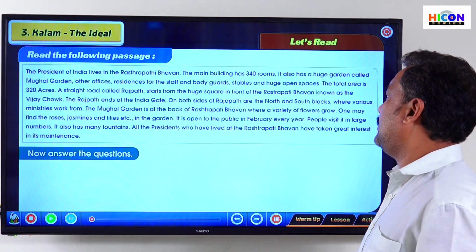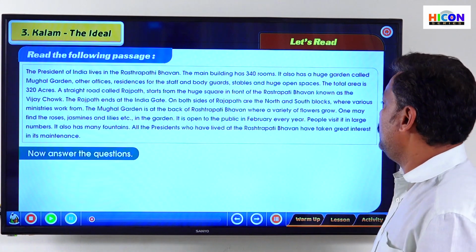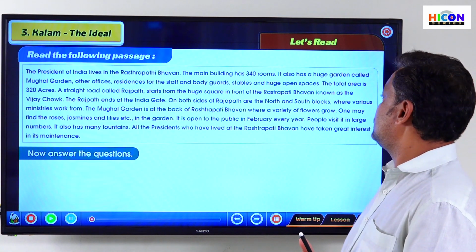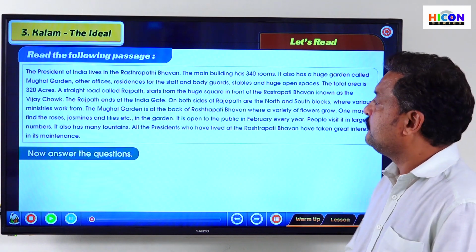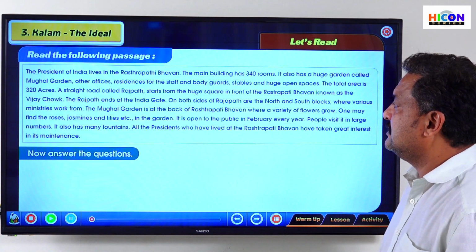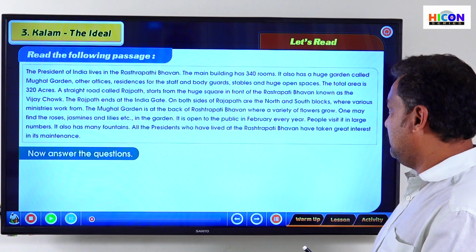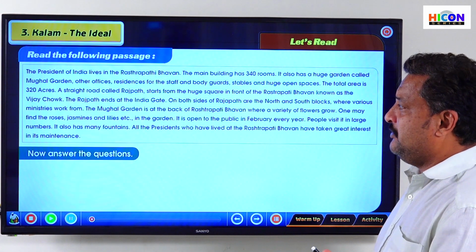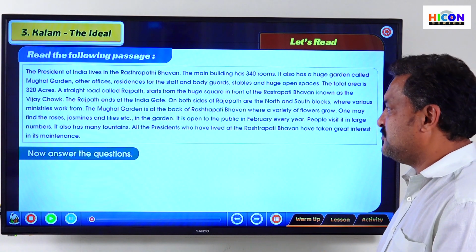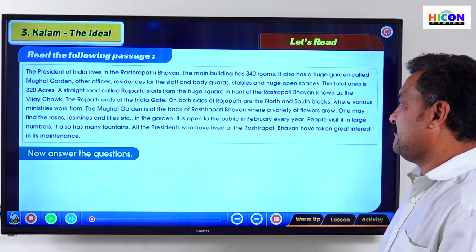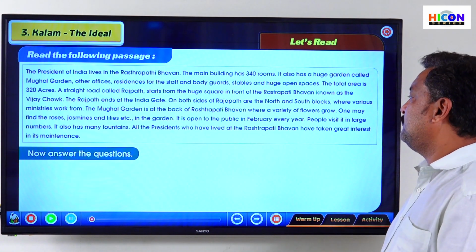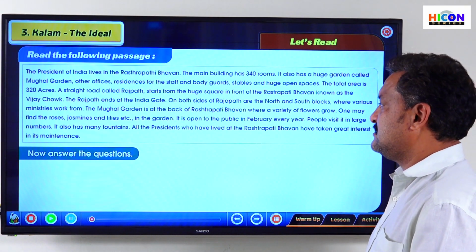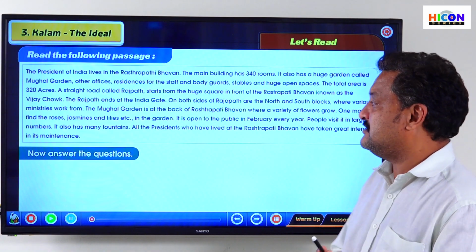On both sides of Rajpath are the north blocks and the south blocks where the various ministries work from. The Mughal Garden is at the back of the Rashtrapati Bhavan where varieties of flowers grow. One may find the roses, jasmines and lilies in the garden. It's open for the public in February every year. People visit in large numbers. It also has many fountains.